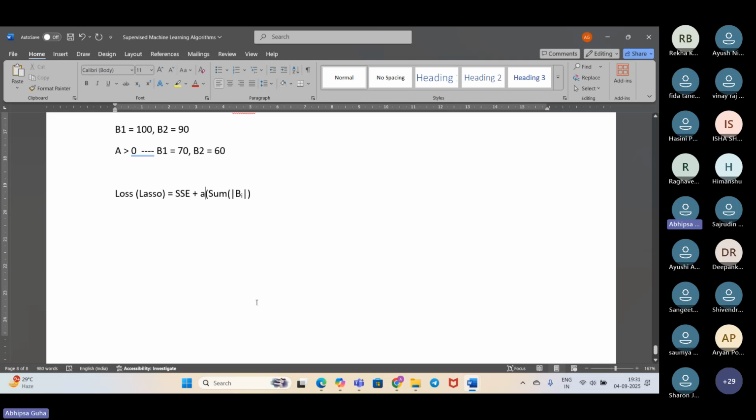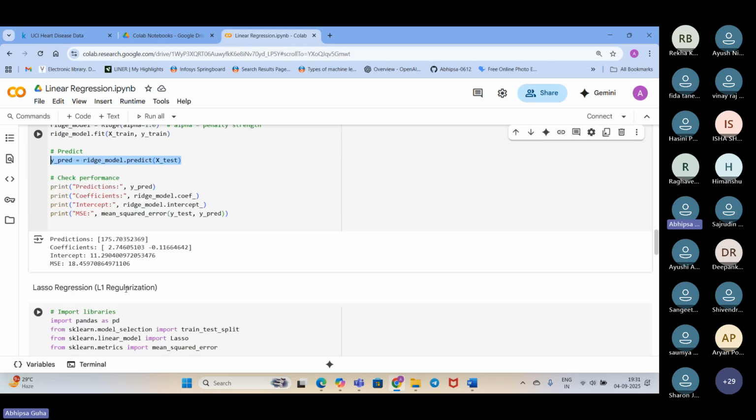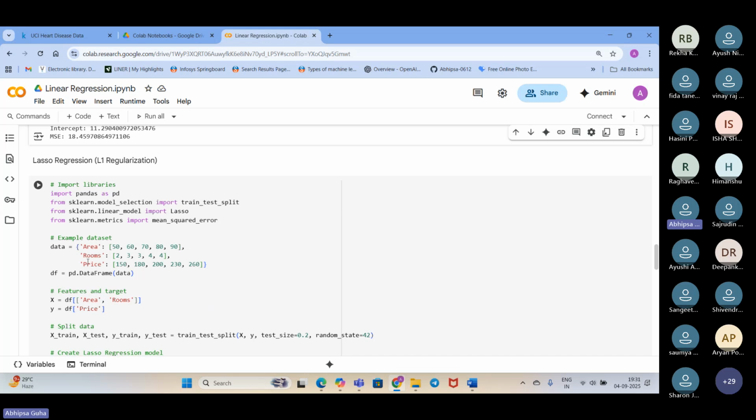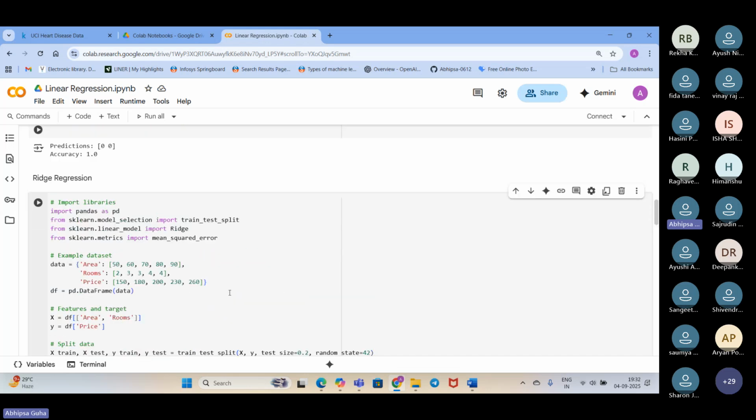Yes, ma'am. Okay, fine. So let us just check it accordingly. Before that, we can take an example in the similar section. Here, we have taken the example in Lasso. We have taken the similar example of area, room, and price, right? Here also, area, room, and price we have taken.